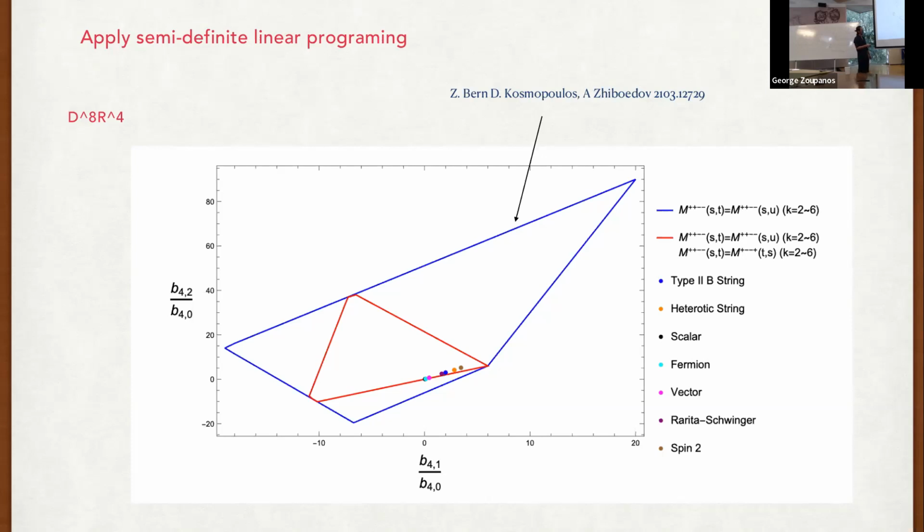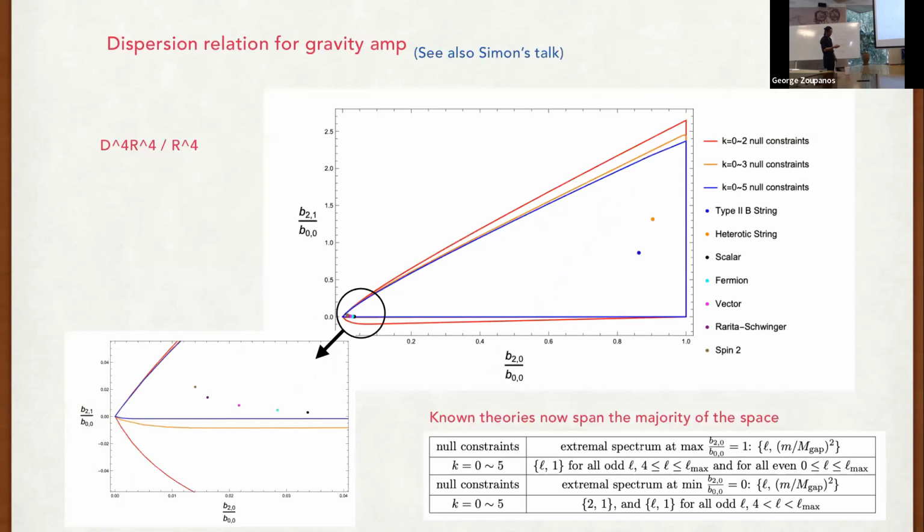But they're really isolated in a very tiny corner inside this allowed region. I'll talk more about that in two slides. But I'm just showing you that you can do this with various different operators. And in generic cases, I'm comparing the ratio between D4, R4 with respect to R4.